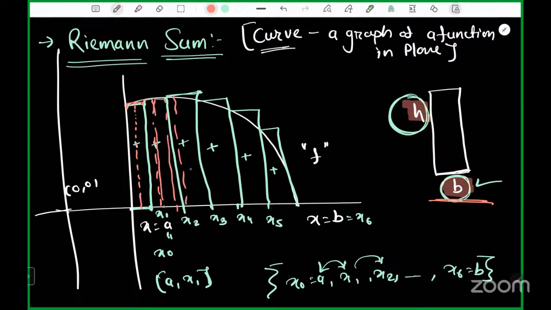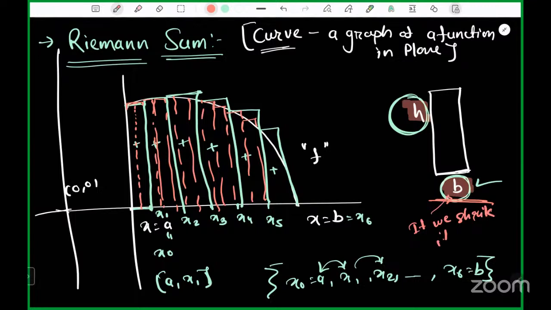So here, if you just shrink your breadth to half, or whatever it is, then it is possible to get a better approximation, right? That means if we shrink the breadth of each rectangle, we will get better answers. The thinner the slice you cut, the better the accuracy of the area you will get, right? Okay, so the fact is correct.